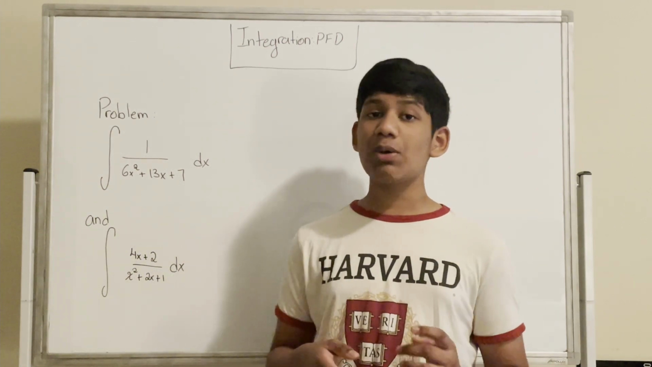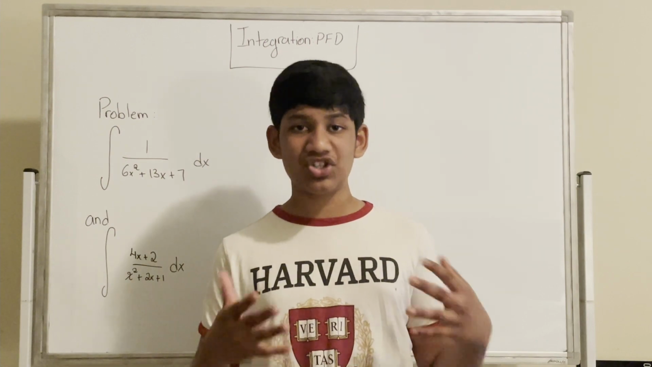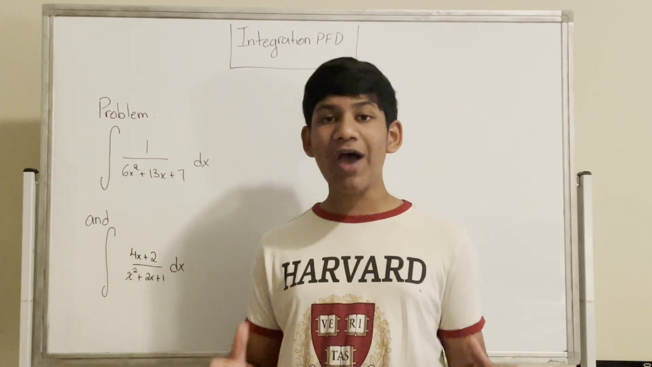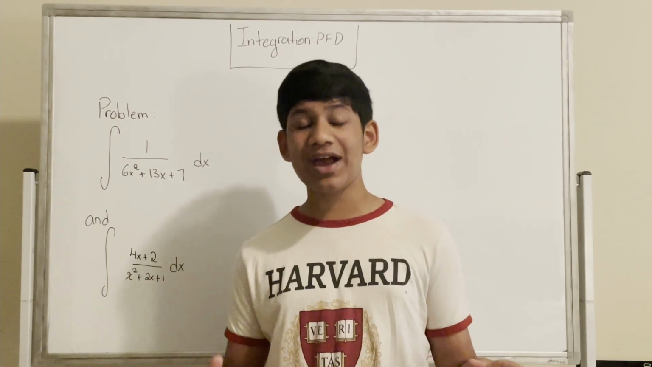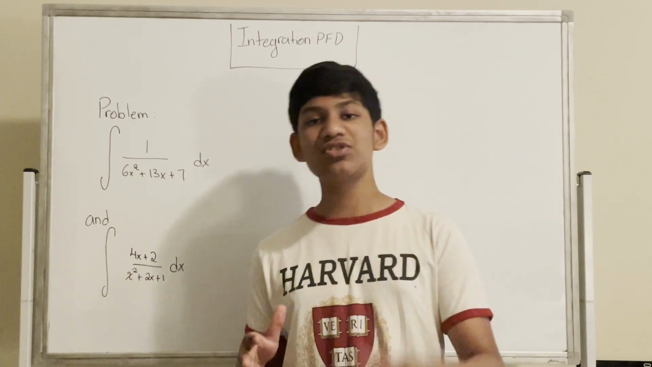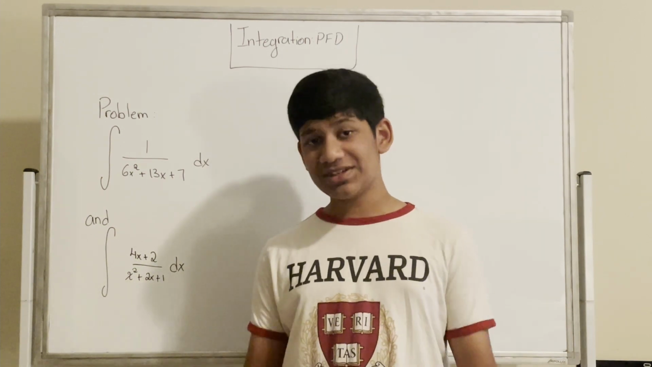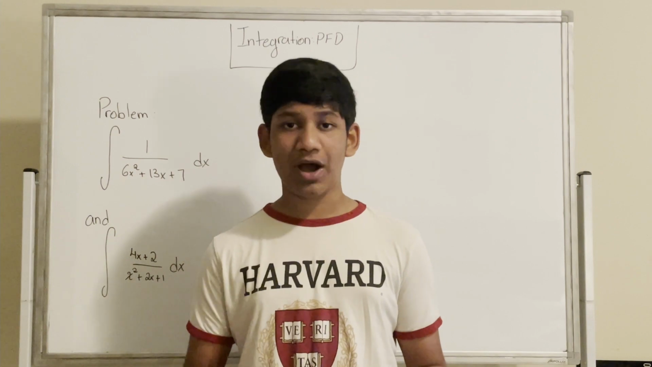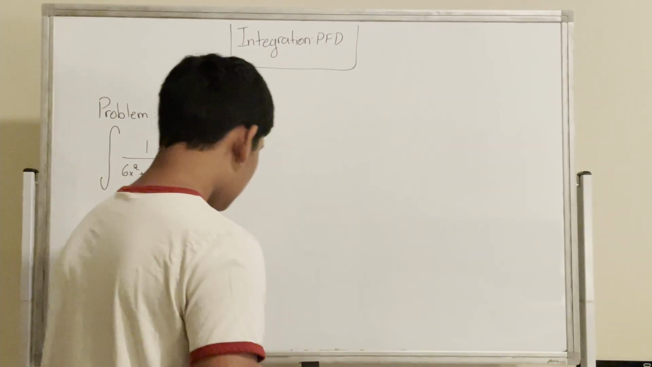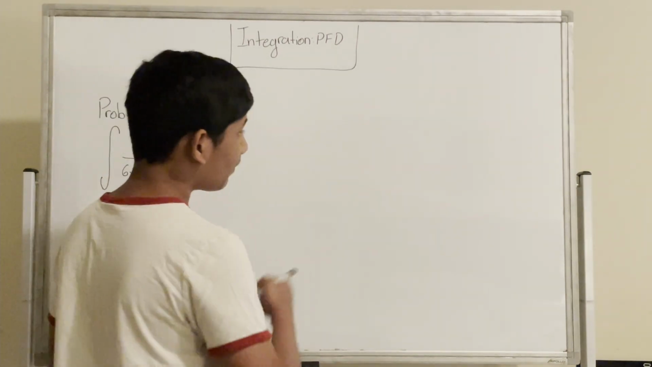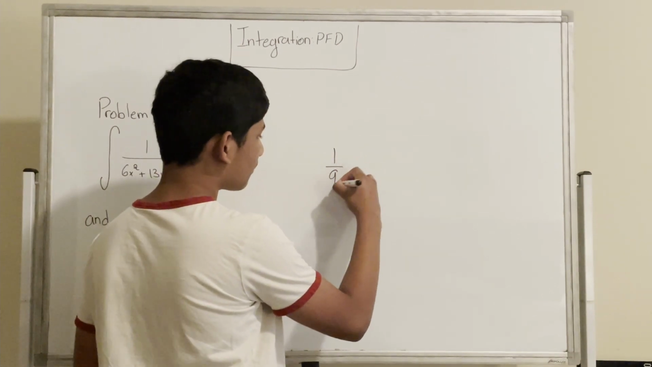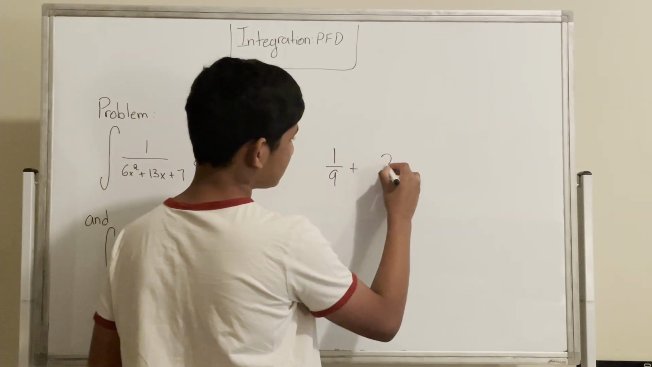So that's essentially what partial fraction decomposition is trying to achieve, trying to take a bigger fraction and splitting it into smaller fractions such that we can integrate those smaller fractions and solve the integral. That's partial fraction decomposition. Now, let's take an example. Let's say we have 1/9 plus 2/6.